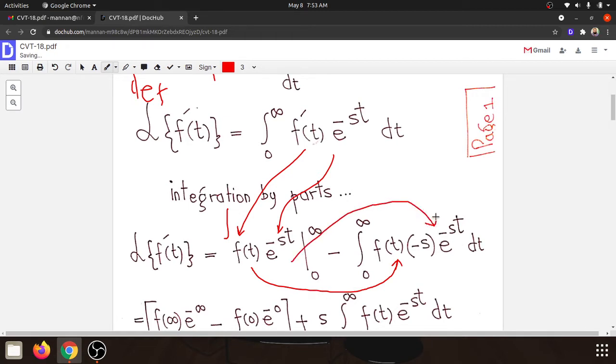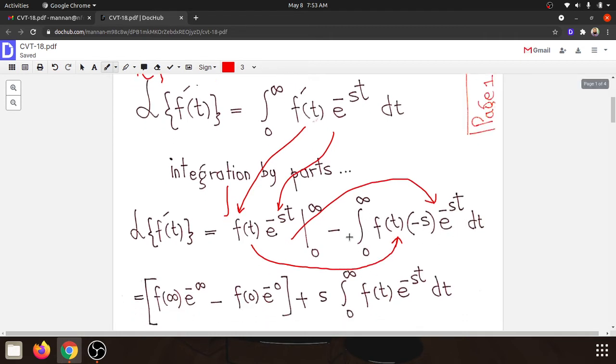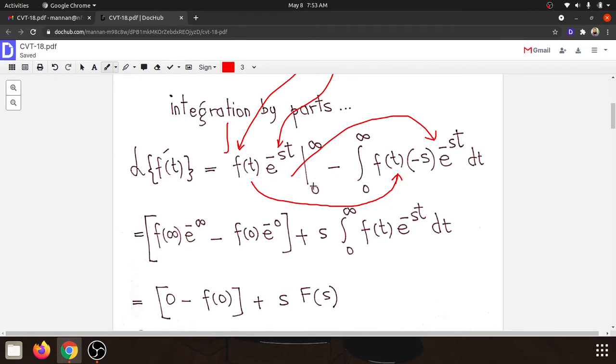Here in this integral, we put limits on these two terms. Now we put limits for this first term. You put f of infinity e to the minus infinity, which comes out to be 0. 0 times f of infinity is 0, whereas e to the minus 0 is 1. So 1 times f of 0 is f of 0.